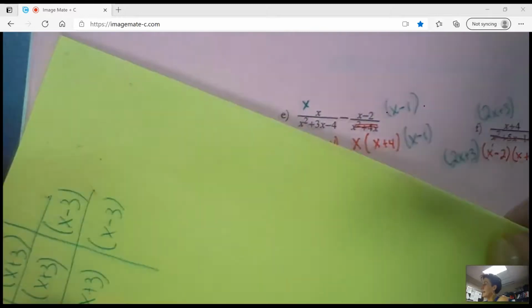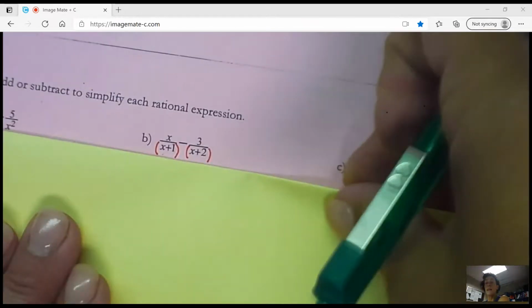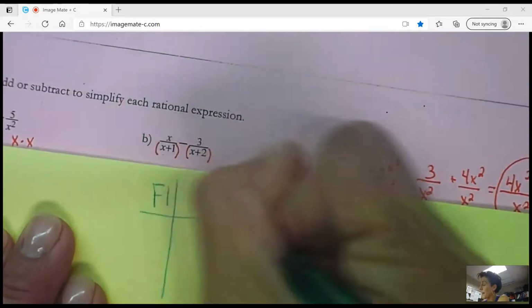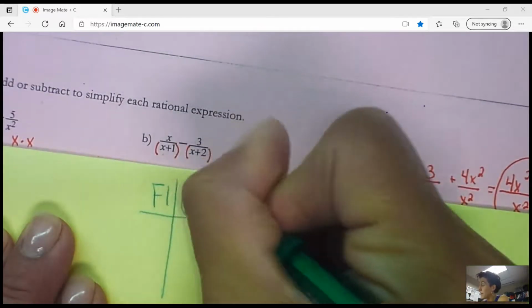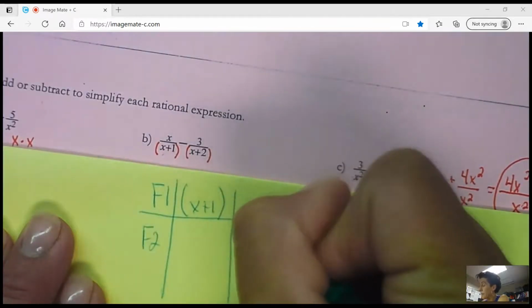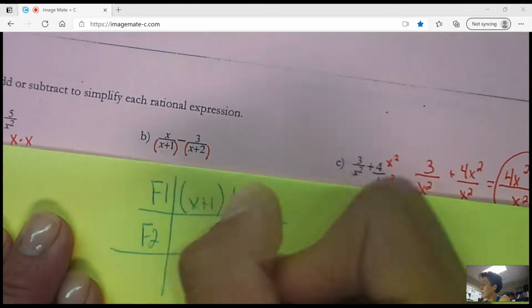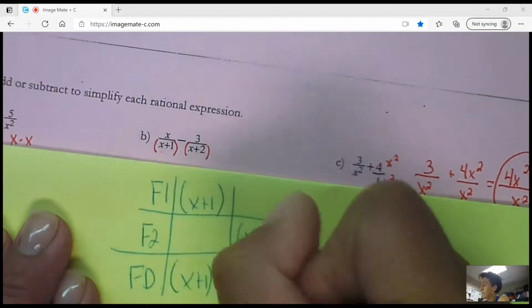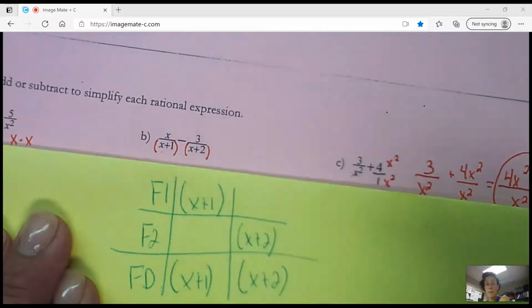All right, let's keep walking through this. Hopefully you're going to be able to see this. The more we do these, we start out with the tough ones. First fraction only has x plus 1. Second fraction only has x plus 2, different factors, different columns. And then when I drop everything down to get my final denominator, each one will need both of these.